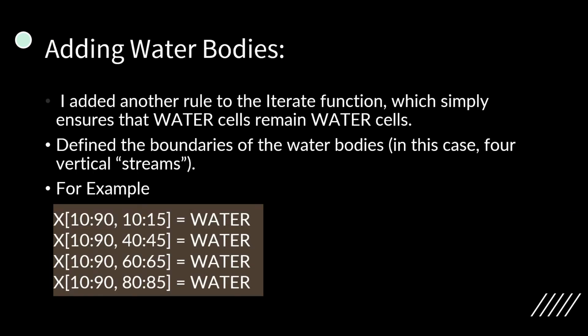Here we modified the model by adding water bodies. Some simple modifications to the code can add other features to the model that influence fire spread. For example, to add water bodies which can block the spread, I first defined a new cell state, water, and expanded the color list bounds accordingly so that it can be shown in the result after simulation. Then I added another rule to the iterate function, which simply ensures that a water cell remains a water cell. And finally, I had to define some boundaries for the water bodies. In this case, you can see there are 4 vertical streams, which can be seen in the next slide when I run the simulation.